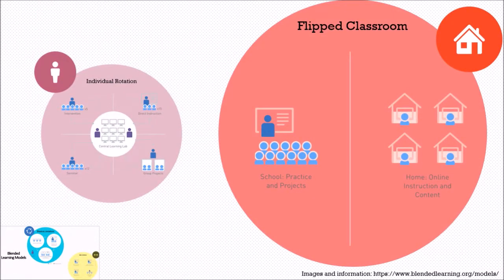The flipped classroom model flips the traditional relationship between class time and homework. Students learn at home via online coursework and lectures, and teachers use class time for teacher-guided practice or projects. This model enables teachers to use class time for more than delivering traditional lectures.